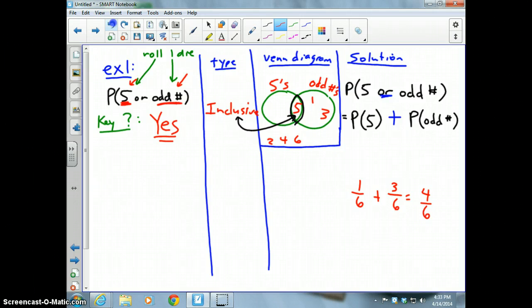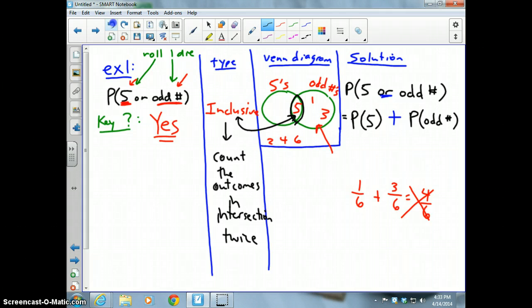However, people, if you look at our Venn diagram, there are only 3 possible numbers that I can get. The answer is 3 out of 6, not 4 out of 6. That means there's something wrong with my formula. Now, why is there something wrong? Because when you deal with inclusive events, you count the outcomes in the intersection twice. And we can't do that. We counted the 5 twice. We counted it both right here, and we counted it both right here.